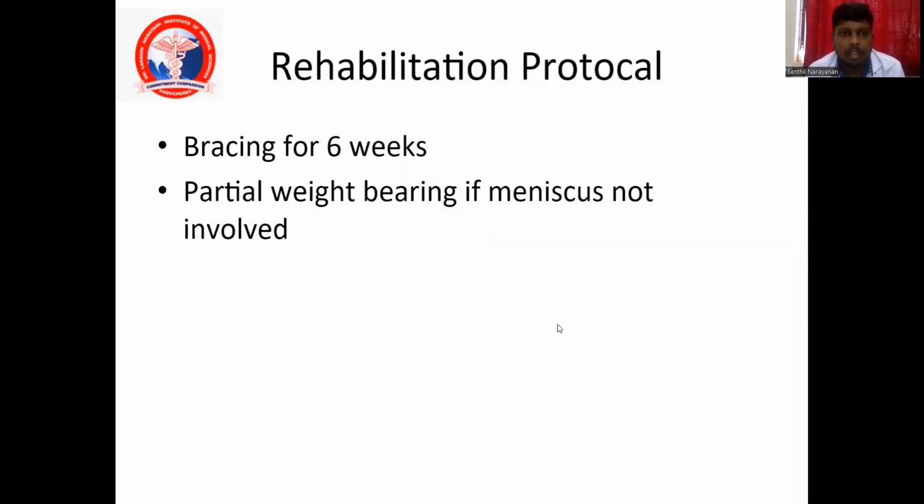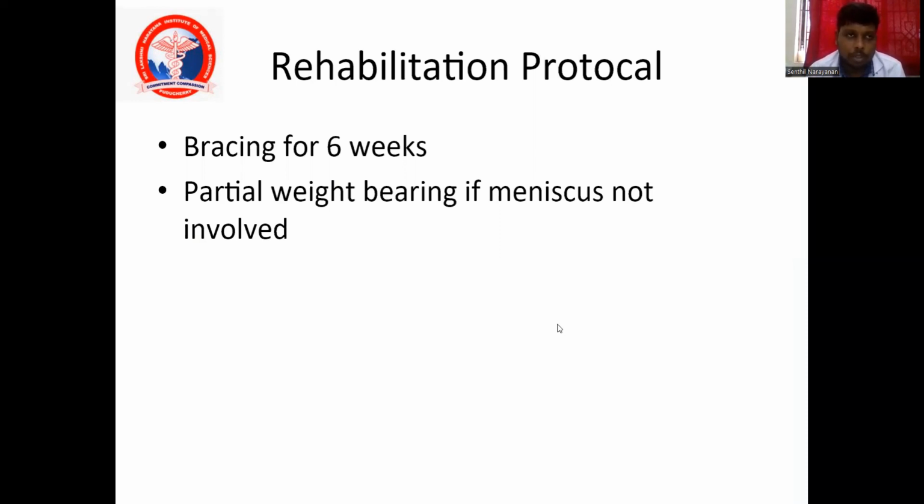Rehabilitation protocol for ACL is bracing for 6 weeks. The patient shall be allowed partial weight bearing if the meniscus is not injured. Most centers also allow full weight bearing. It depends on the surgeon's protocol, so it's either partial or full weight bearing.